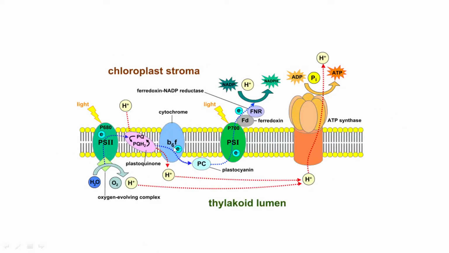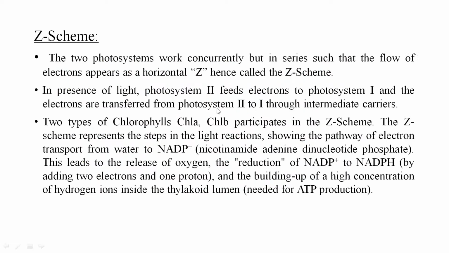Here this is the oxygenic photosynthesis process, where the photosystems PS2 and PS1 are arranged, and where the reaction also happens in the form of a Z. So it is called the Z scheme. Here we can see the two photosystems work concurrently but in series, such that the flow of electrons appears as a horizontal Z, hence called the Z scheme.